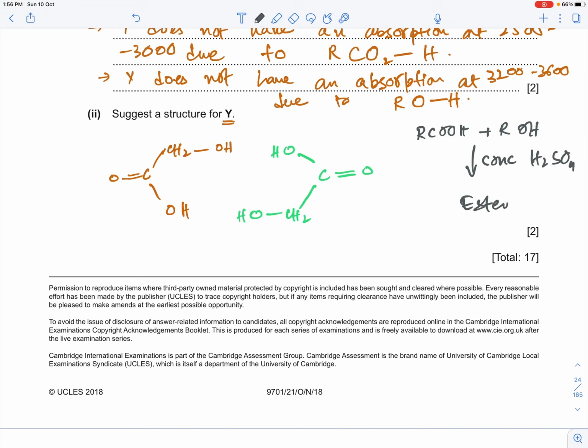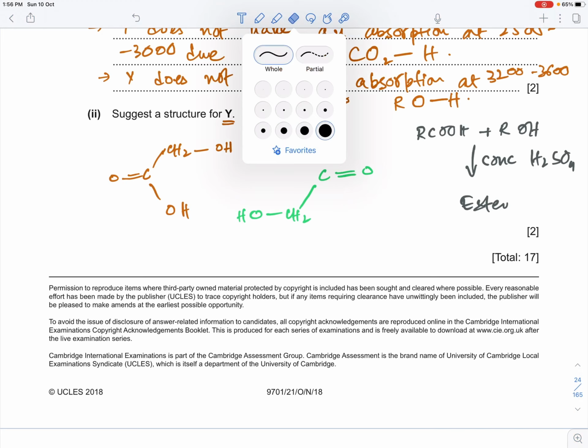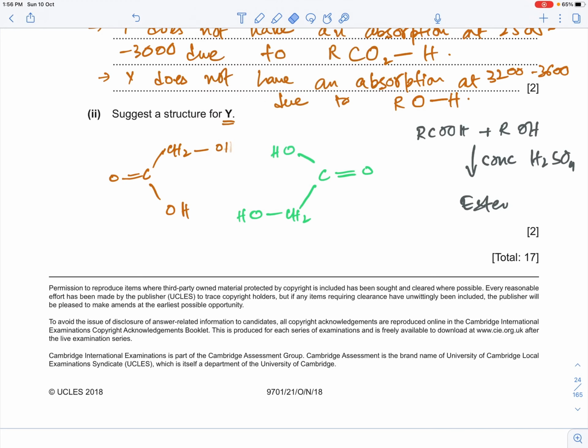So this would be an ester formation, right? In ester formation, the OH group would lose its hydrogen, and the carboxylic group would lose OH. So one water molecule would be removed from this side. H would be lost from the alcohol, and OH would be lost from the carboxylic acid. So one H2O is formed.